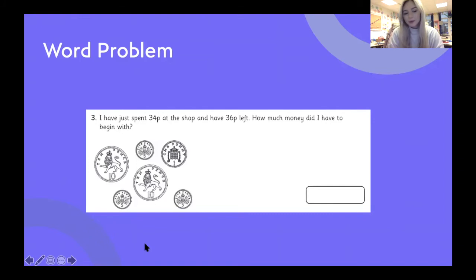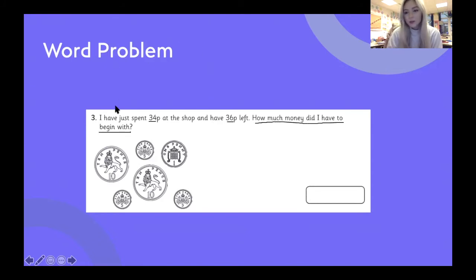Here is another problem. So it says, I have just spent 34p at the shop and I have 36p left. How much money did I have to begin with? Now again, just like the last question, we are going to underline the important parts of this question, which are obviously the numbers, 34p, 36p, and again, the question at the end, because that tells us what we need to do. How much money did I have to begin with?